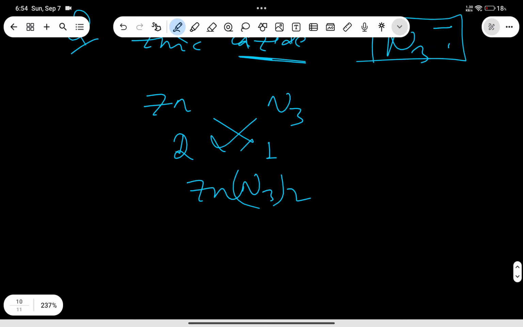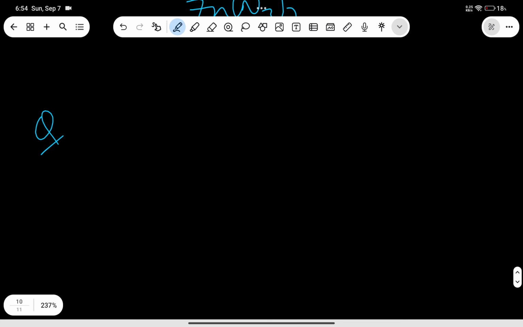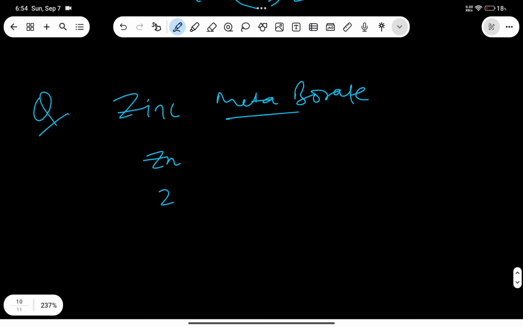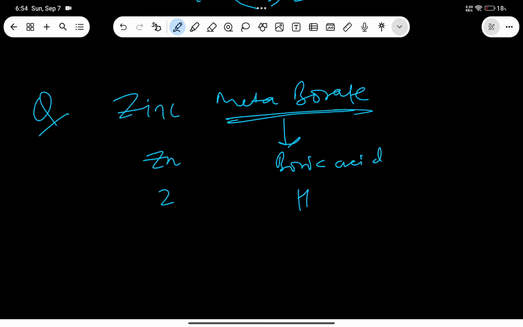Okay, let me take some more questions. One more question: zinc metaborate. Zn is clear, but metaborate is formed from boric acid. So what is boric acid? H3BO3, right? Boric acid was H3BO3.